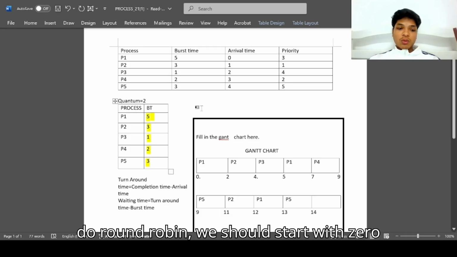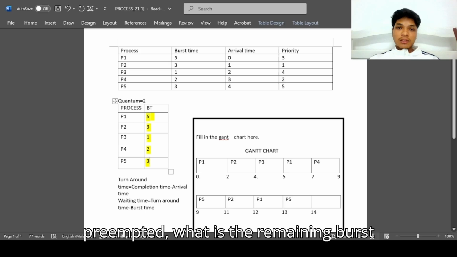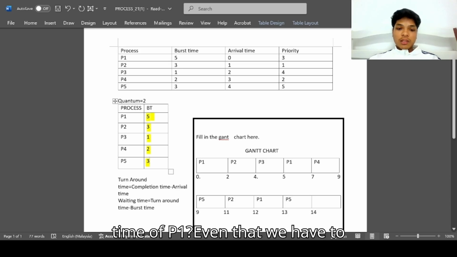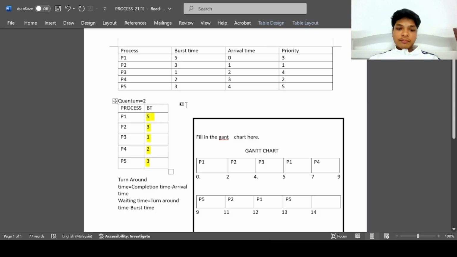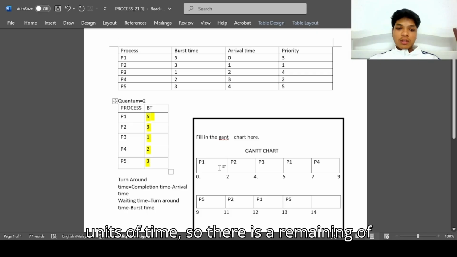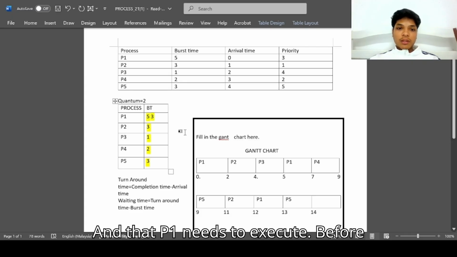So every time we do round robin, we should start at time 0. So when P1 is preempted, what is the remaining burst time of P1? That we have to keep in mind. The burst time of P1 is 5 units. Here it has executed for 2 units of time, so there is a remaining 3 units that P1 needs to execute.